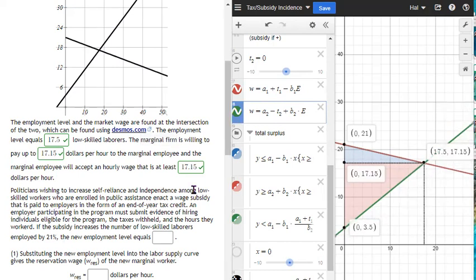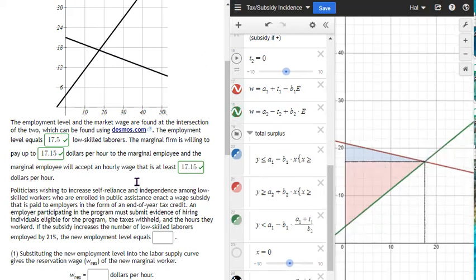Okay, now with all that said, let's go through the problem here and analyze the effects of a subsidy. Politicians wishing to increase self-reliance and independence among low-skilled workers who are enrolled in public assistance programs say they enact a wage subsidy that is paid to employers. So it's going to be paid to the employers. The employers are going to be compensated by government if they hire a person that meets these requirements.